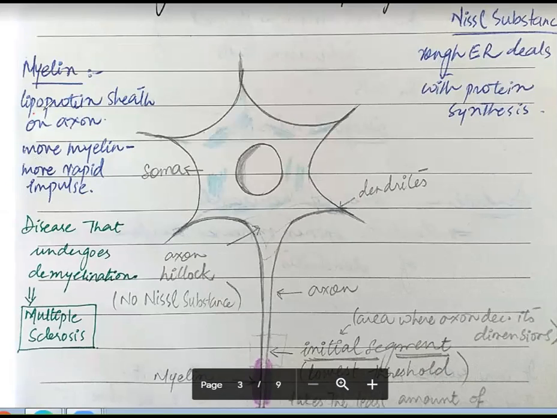See, myelin is a lipoprotein sheath on the axon. The more myelin we have, the more rapid the impulse will be. So more myelin, faster impulse. Okay, it is a lipoprotein sheath that is made up of fat.